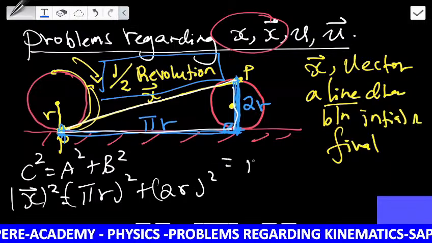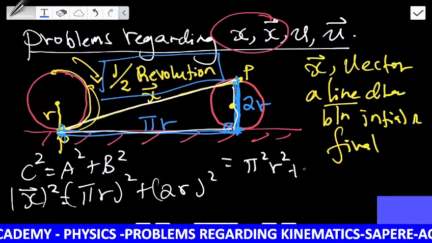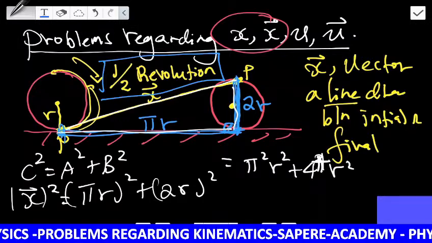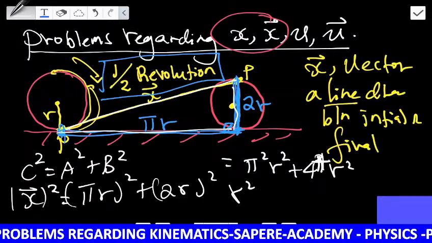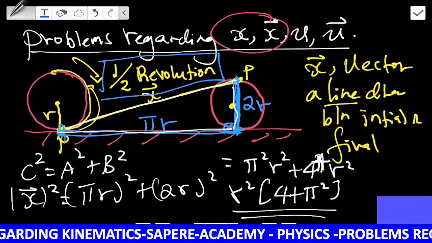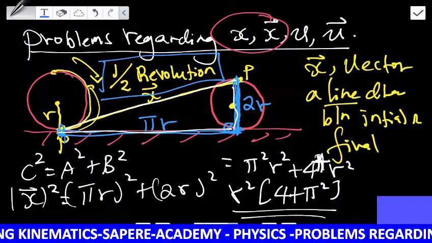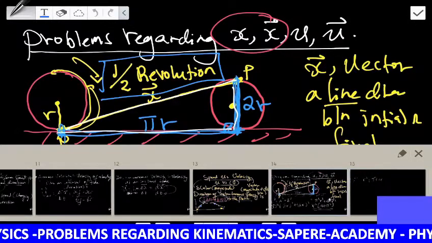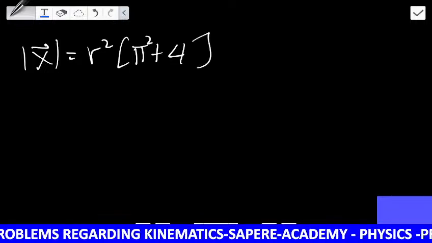we get pi squared r squared plus 4 plus r squared, right? R squared is common, so this is going to be r squared into 4 plus pi squared. So this is the answer. Because of that, we say that the magnitude of the displacement is r squared into pi squared plus 4. So it is r squared into 4 plus pi squared. So this is the displacement.